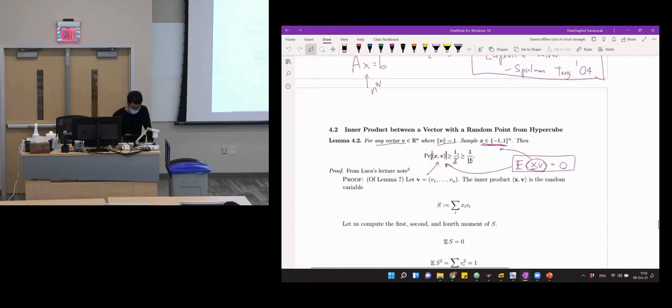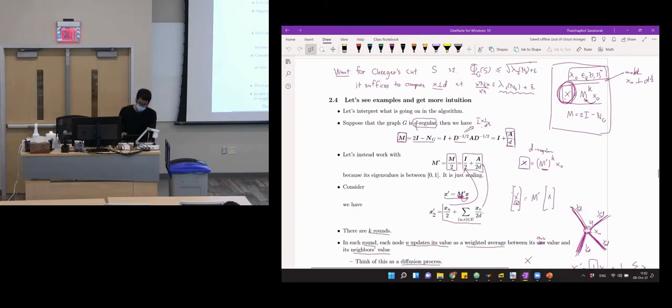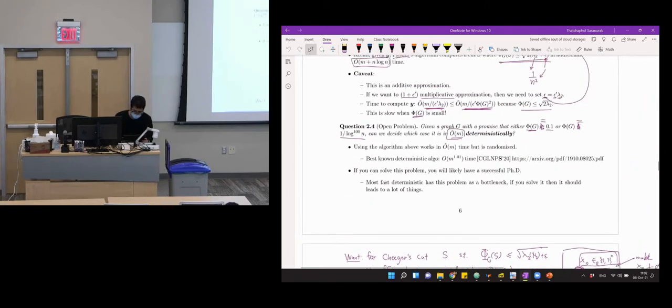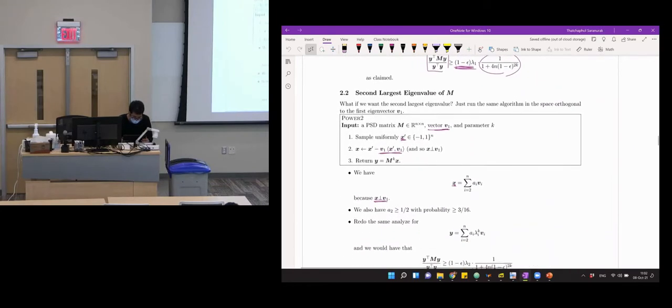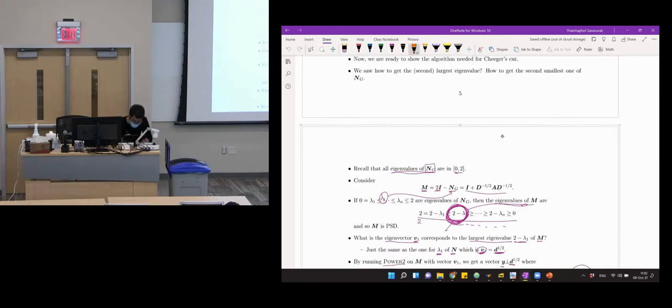So when you want to compute the second eigenvalue of the Laplacian, the matrix that you look at is this matrix M, which is defined to be I plus the normalized adjacency matrix.